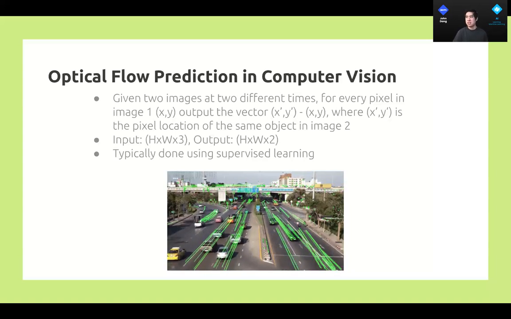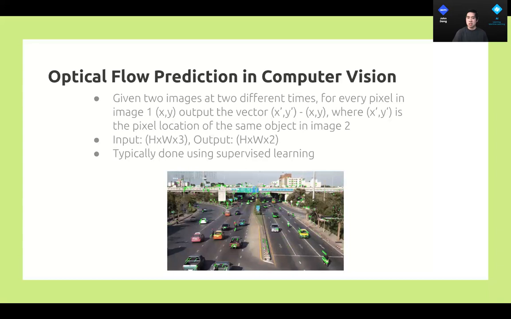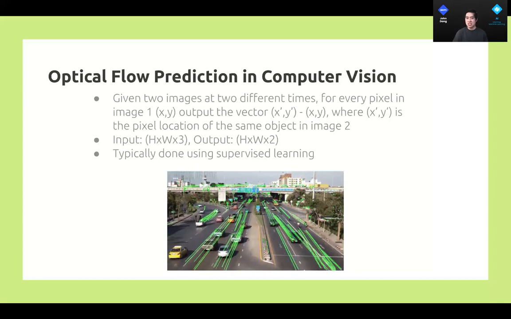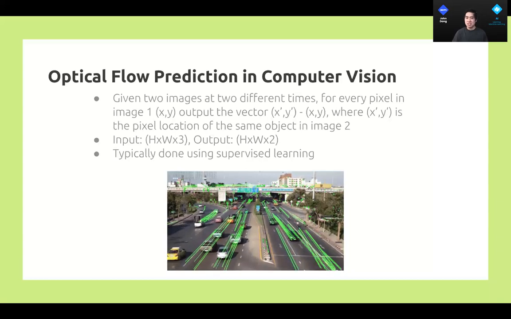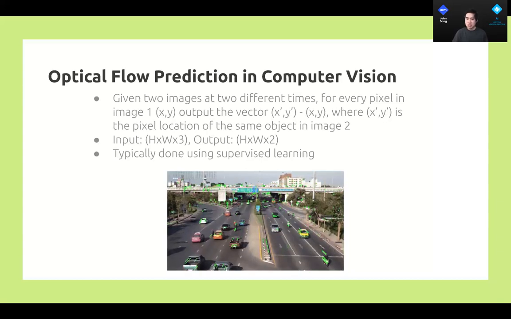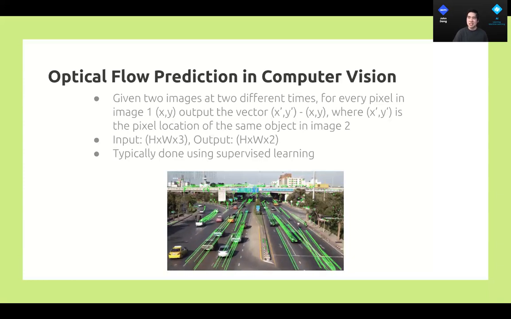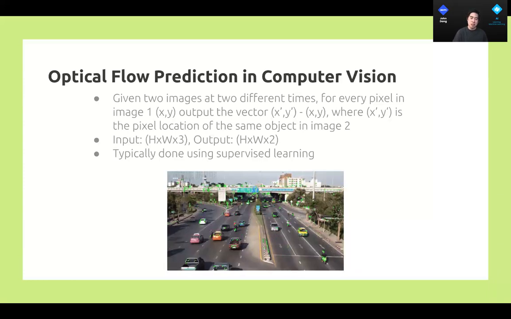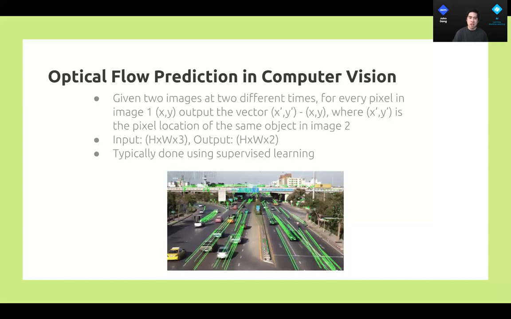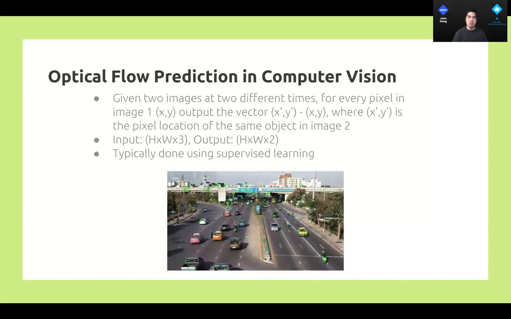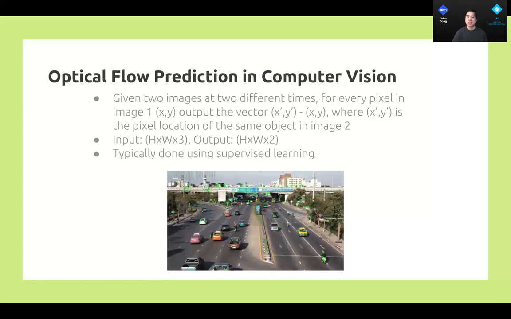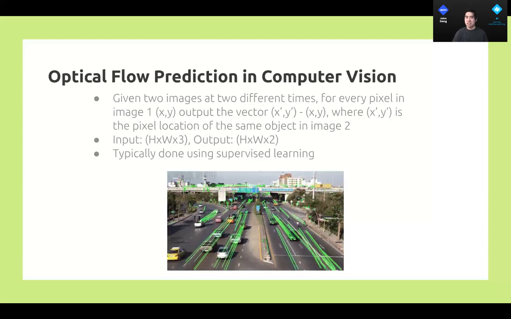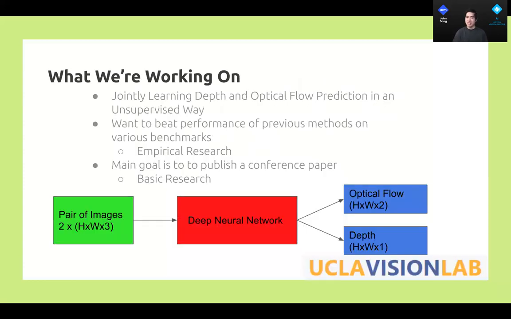Similarly to depth prediction, it would also typically be done using supervised learning. And you can imagine this is extremely annoying because there's no hardware that lets you do this easily. You need a human to go in and manually annotate every single pixel for every single pair of frames in order to have input-output pairs that you can feed into your machine learning algorithm to hopefully learn. We want to get away from this because it's really tedious and really costly too. So what we're working on is trying, with a single neural network, to jointly learn depth and optical flow prediction in an unsupervised way.